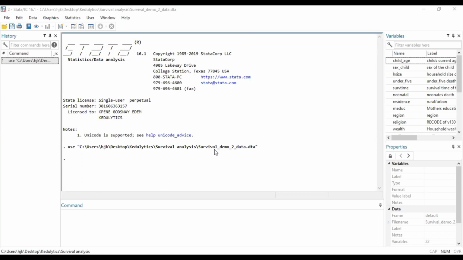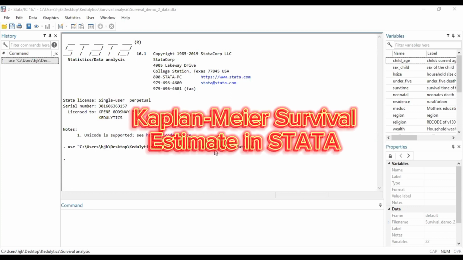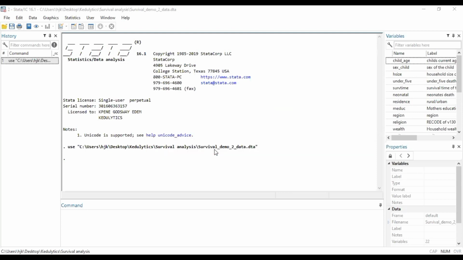In today's brief video, we are going to take a step further in our survival analysis series of videos to be able to undertake a Kaplan-Meier estimate or curve. So if you watch this video right to the very end, you'll be able to know how to draw the Kaplan-Meier curve in STATA.